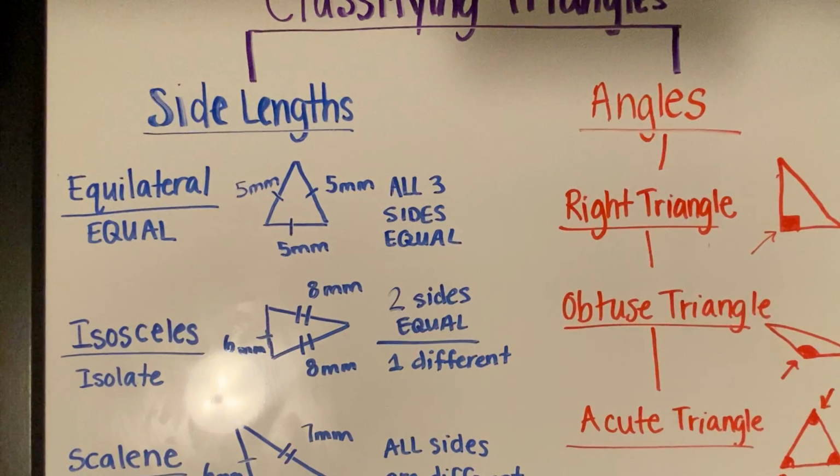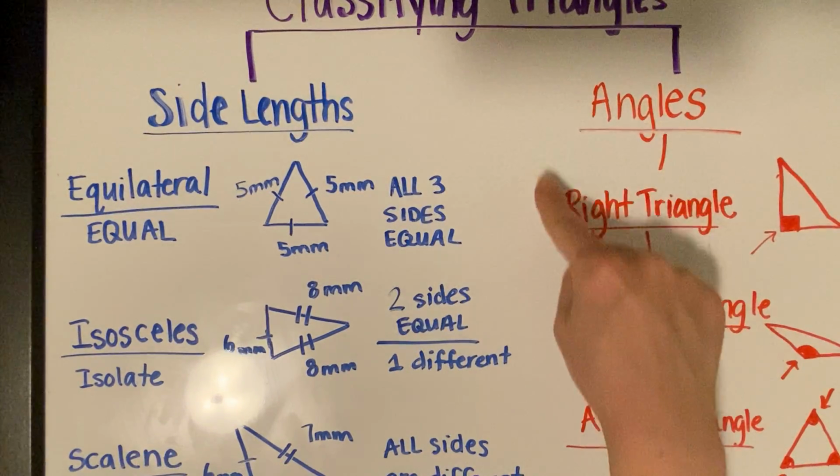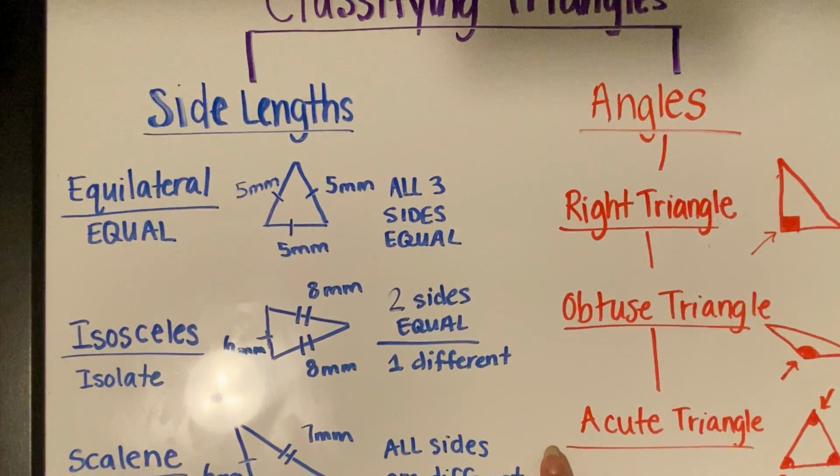So important things for you to take away today. When we're naming them by their angles, you have 3 options. The moment you see right or obtuse, you're done. That's what you name the triangle. When we're looking at our side lengths, remember 3, 2, 1. 3 sides are the same, 2 sides are the same, or all sides are different. Not one is the same.